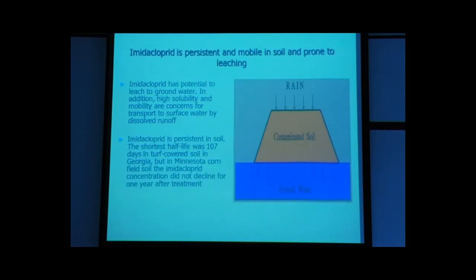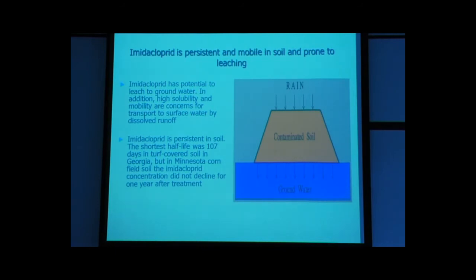And there is an additional problem with imidacloprid. The compound is persistent and mobile in soil and prone to leaching. Imidacloprid has potential to leach to groundwater. And in addition, the high solubility and mobility are concerns for transport to surface water by dissolved runoff.